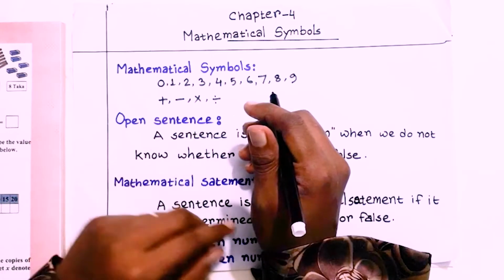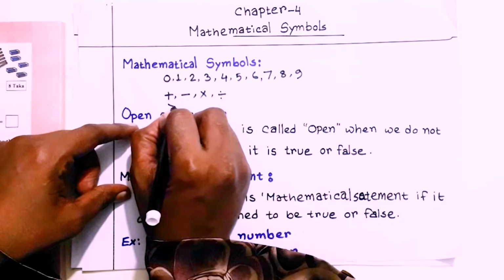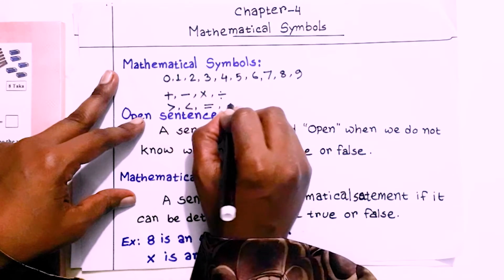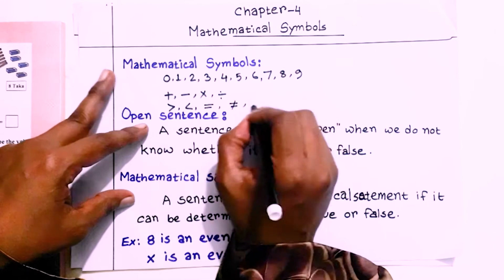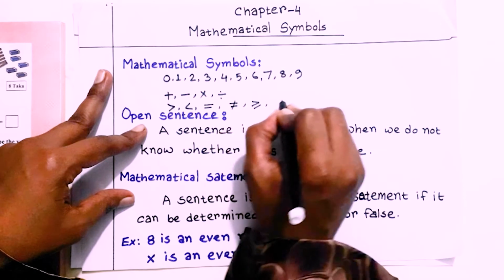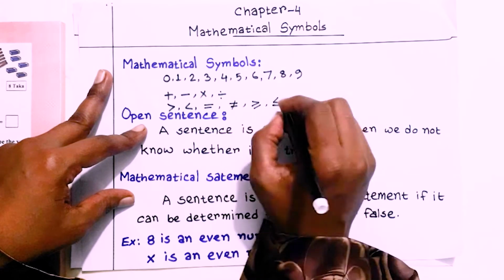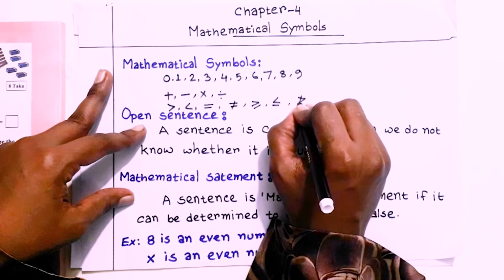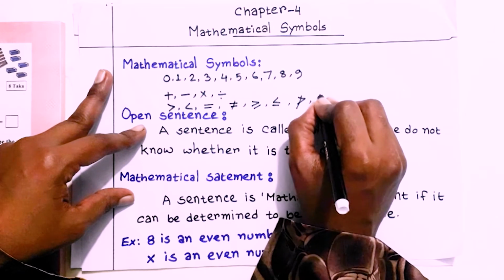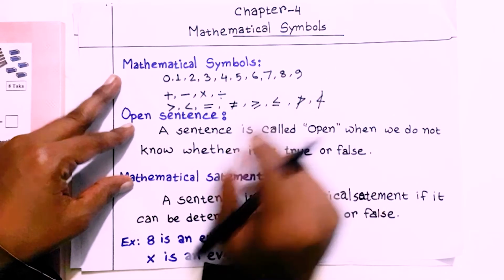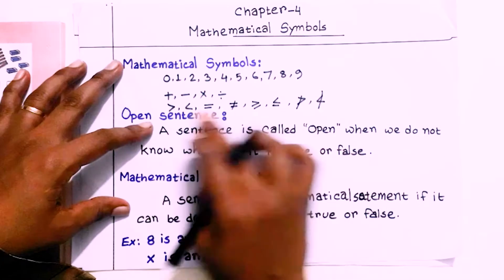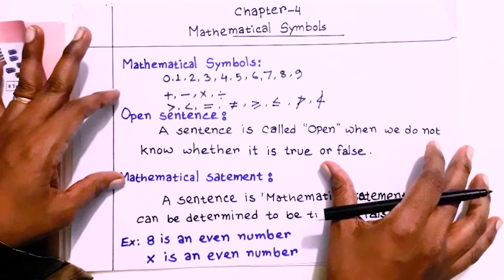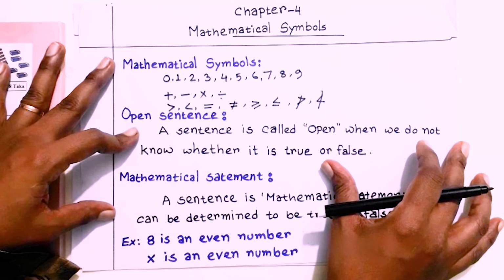And you know, sometimes we use greater than sign, less than sign, equal sign, not equal sign, greater than or equal, less than or equal, not greater than, not less than. All these signs are called relation symbols. Now, what is an open sentence?